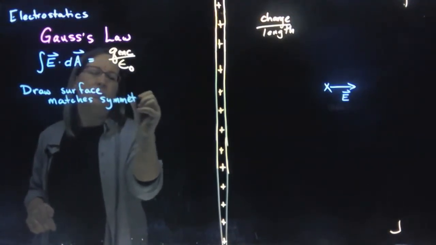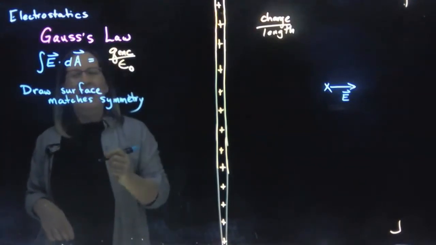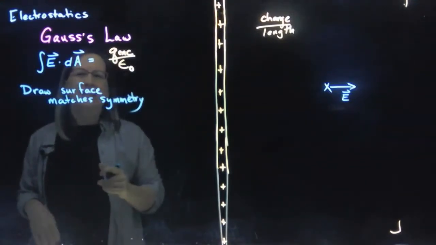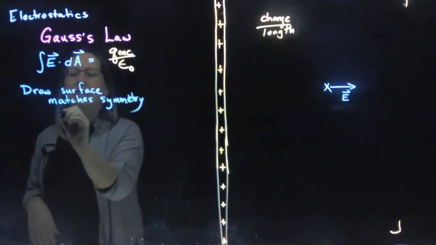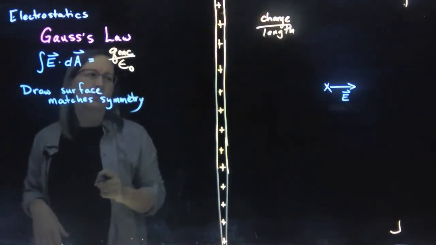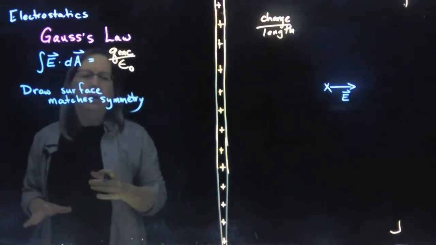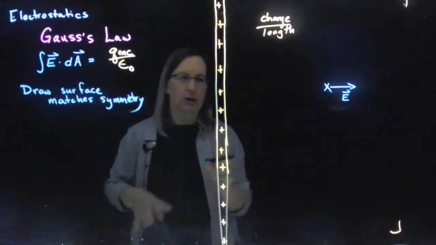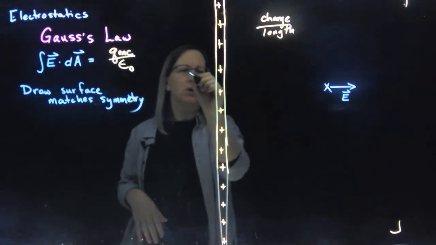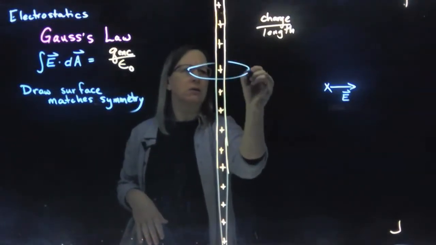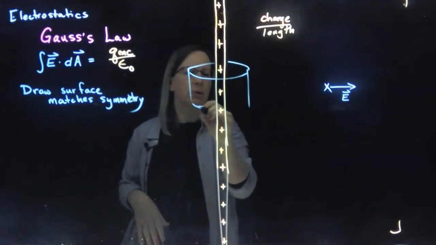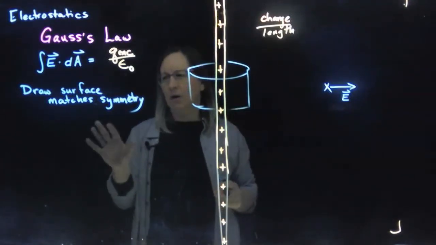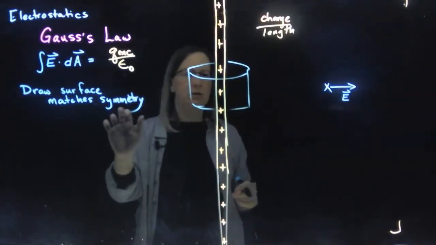That's a fancy way of saying the same shape. And it is such that the electric field is constant on this surface as much as possible. In other words, we could draw, for example, a cylinder, like this. Now, this has a couple of problems. This matches the symmetry, so that checks off.